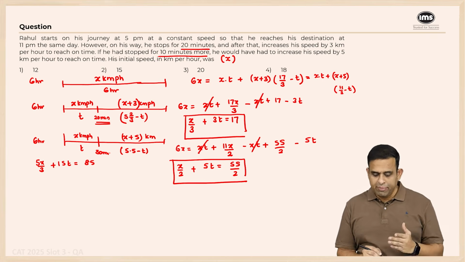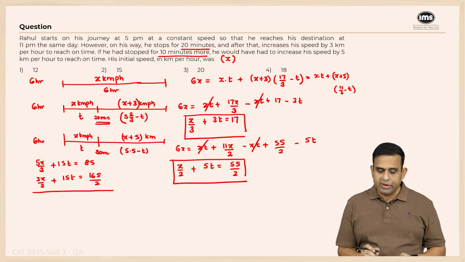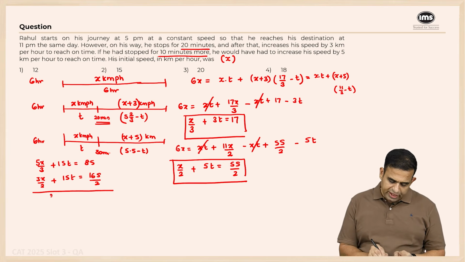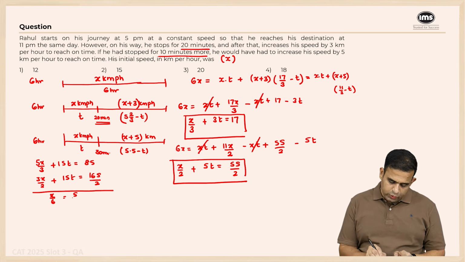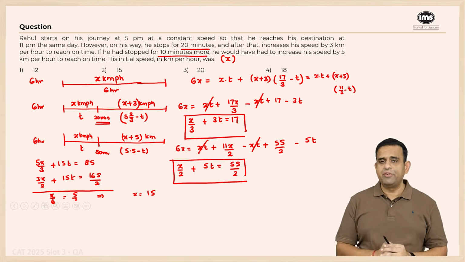In the second one, multiply by 3, so we get 3x by 2 plus 15t is equal to 165 by 2. And then if I do a subtraction, 5x by 3 minus 3x by 2 will give you x by 6 is equal to 170 minus 165 by 2, which is 5 by 2. And this will give you x equal to 6 into 2.5, giving you 15 kmph. So the required value of x, the initial speed, came out to be 15 kmph.